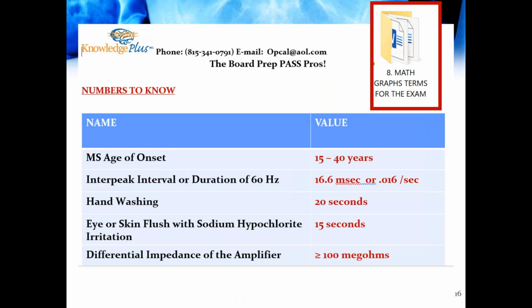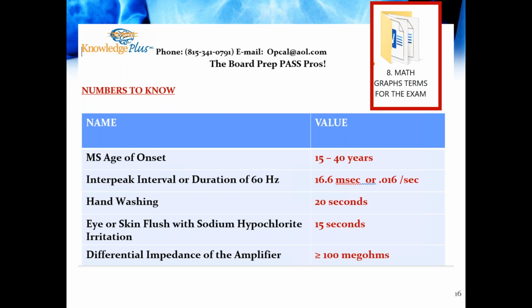Next, I've created 3 more worksheet sets, because they're each about 3 or 4 pages long, that talk about numbers to know, graphs to know, and terms. Now, there are some concepts that you really have to have a good understanding of in order to answer a question. And then there are other concepts that I just want you to memorize the number. So for instance, down here, the differential impedance of the amplifier. Do you guys know what that means? I sure don't. I don't think it matters, but it's on the test. It's in the candidate handbook because it's in the guidelines.